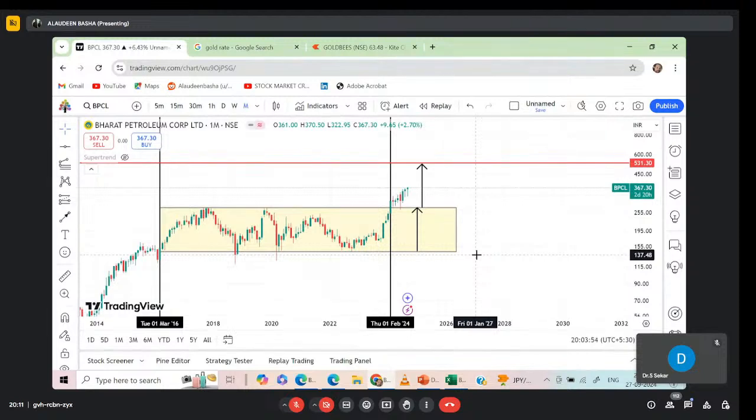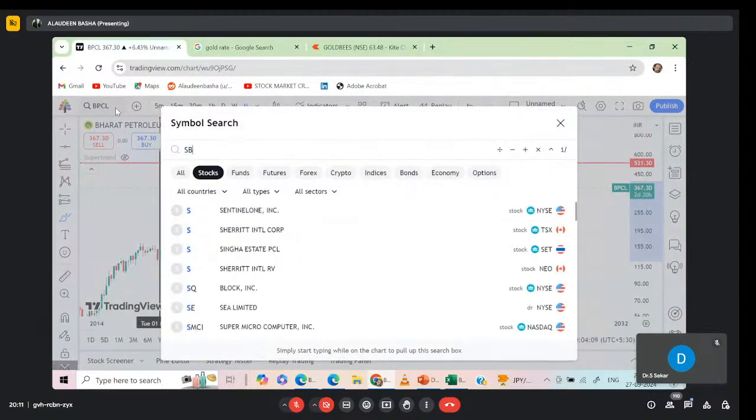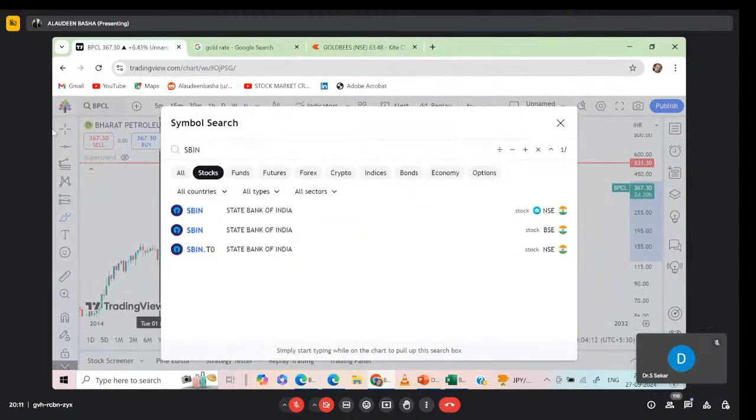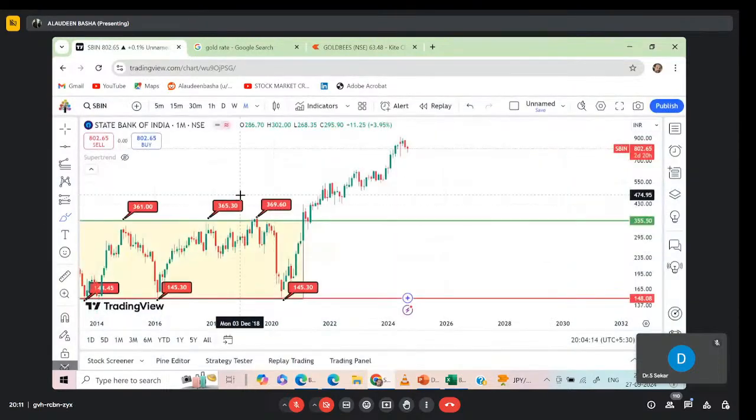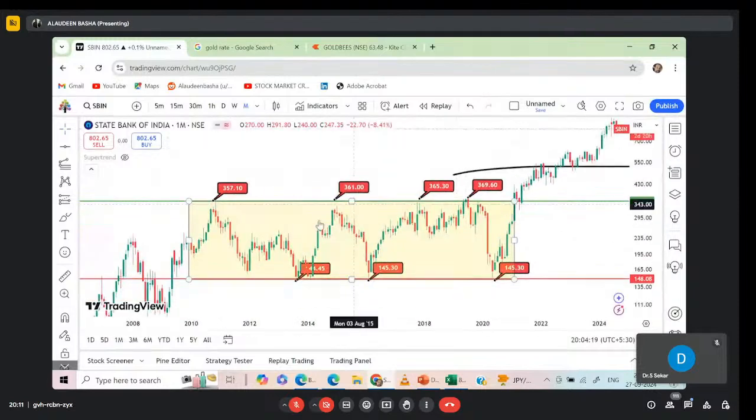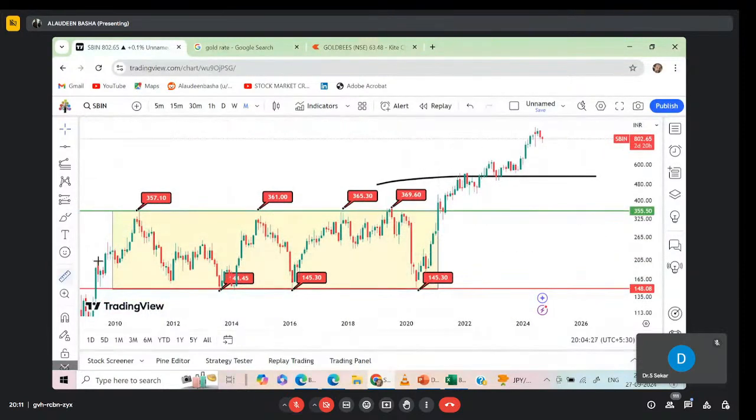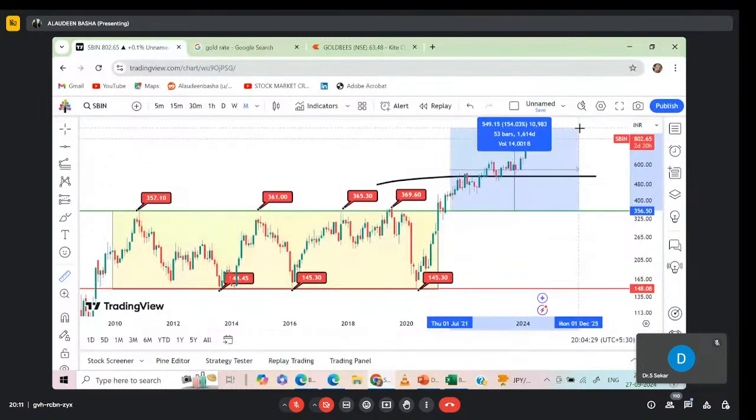More than 8 years BPCL has been sideways. After the long period only, it should break out. So we expect a very good up movement in BPCL, guys. Don't miss it. Why I'm saying this with so much confidence is that the same scenario occurred in SBI, which we already discussed 2 or 3 days before. In SBI, the same scenario from 2010 to 2024, 14 years. Once it broke the 14-year high, it gave 154%.